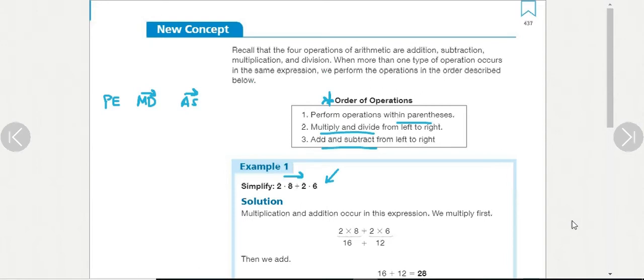Now with example 1, I would think 2 times 8 is 16, plus 2 is 18, times 6 is 108. But that would be wrong. That was going purely left to right.